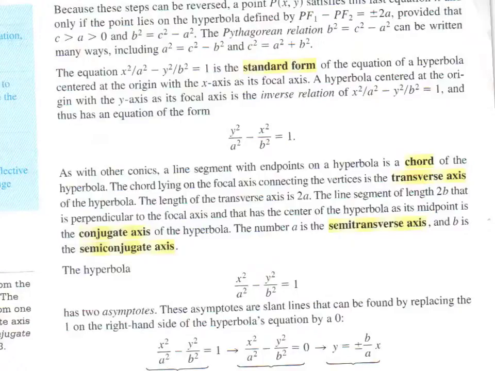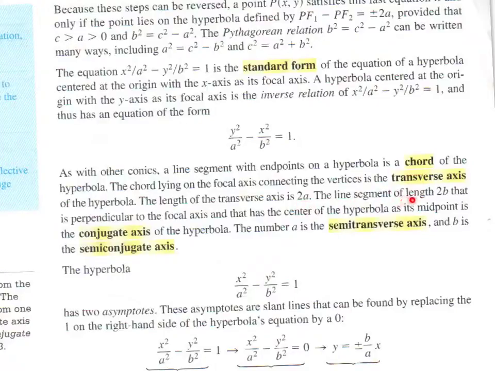Now, another piece of information that you need to be aware of is that, as with the other conics, the line segment with endpoints on a hyperbola is a chord of the hyperbola. The chord on the focal axis connecting the vertices is the transverse axis of the hyperbola, which is what we used to call the major axis in ellipses. And the length of the transverse axis is 2a, because it's the sum of the two a's.